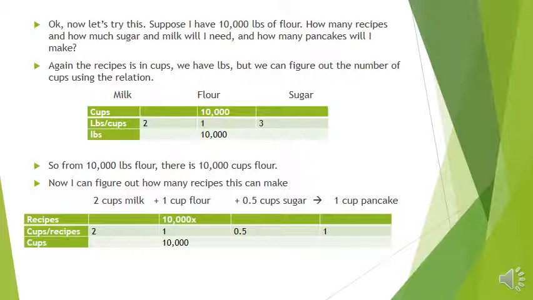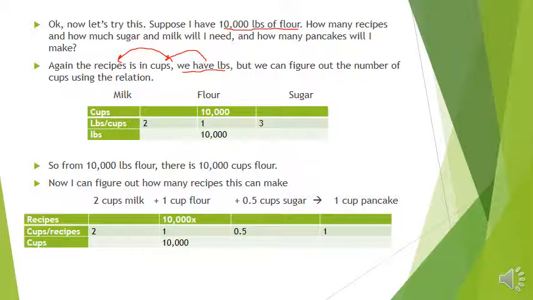Okay, let's try another one. Let's say I have 10,000 pounds of flour, and I want to know how many recipes I can do, how much sugar and milk I will need, and how many pancakes I will make in terms of pounds. Okay, so again, the recipes is in cups. So we have pounds. So what we have to do is, first of all, get the cups in the pounds in the cups. And then using the recipe table, we can figure out the recipes.